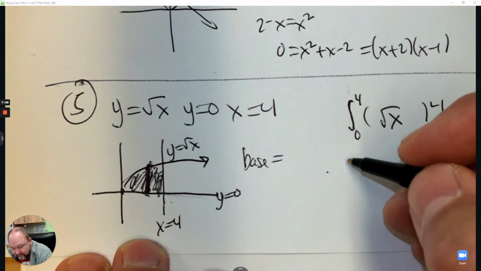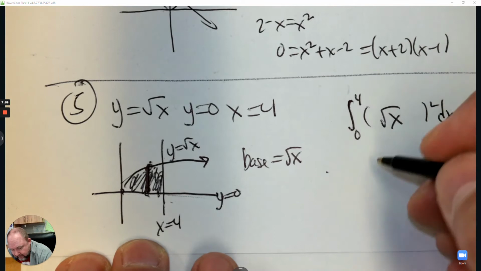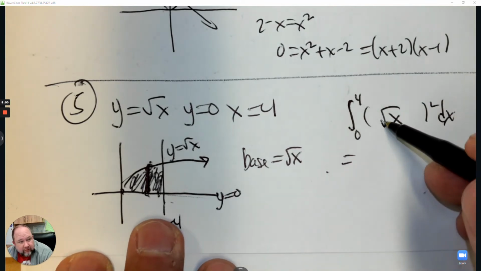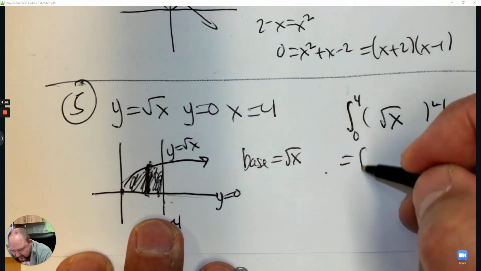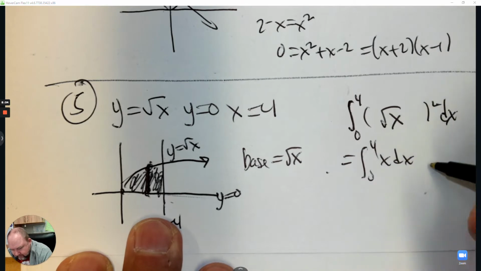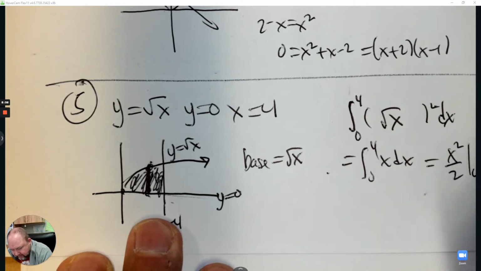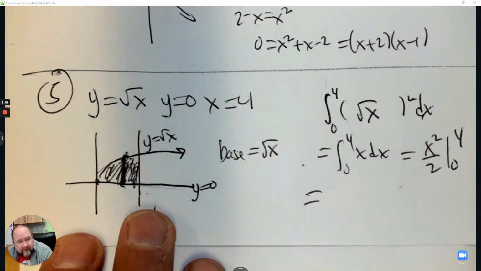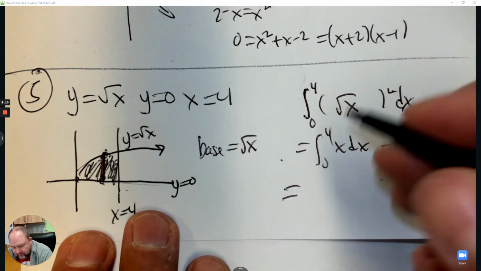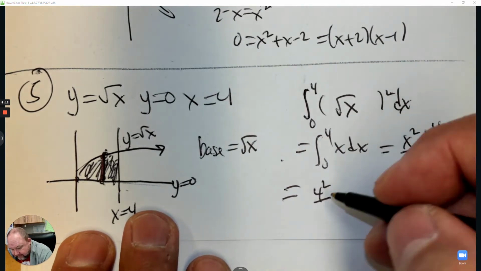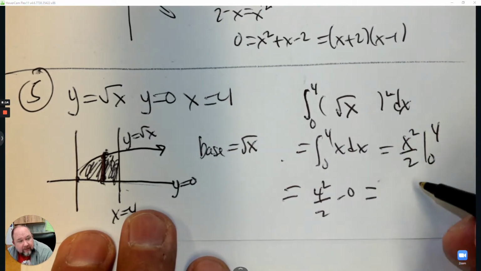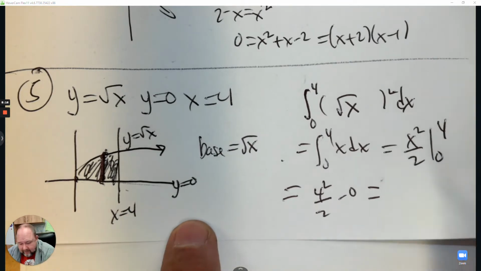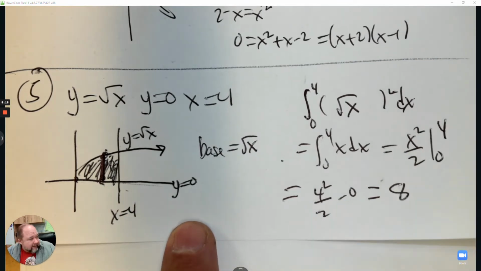And then actually find it. So the square root of x squared is just x. And then add 1 to the exponent and divide. And then substitute in. So we have 4 squared divided by 2. Plug in 0, the answer is 0. And then this is 16 divided by 2, which is 8. Number 6.